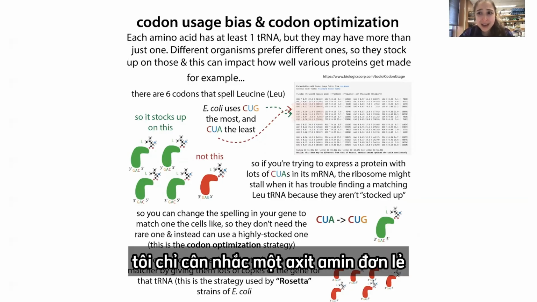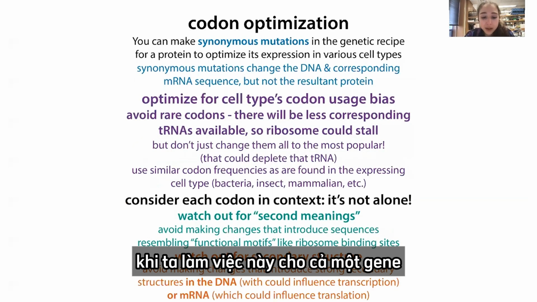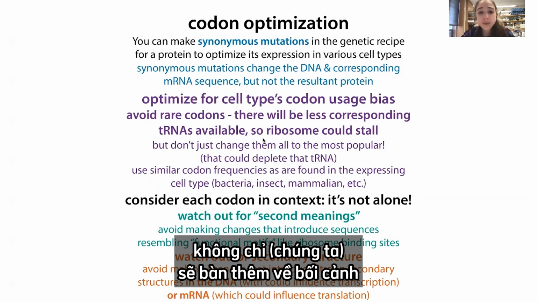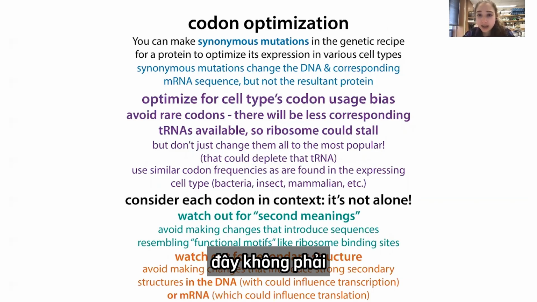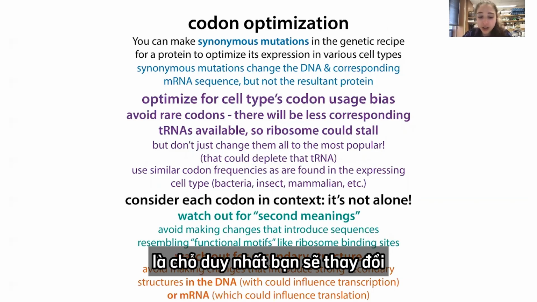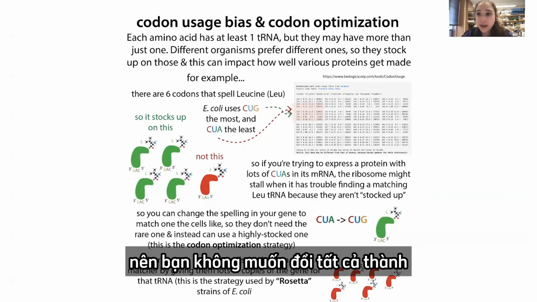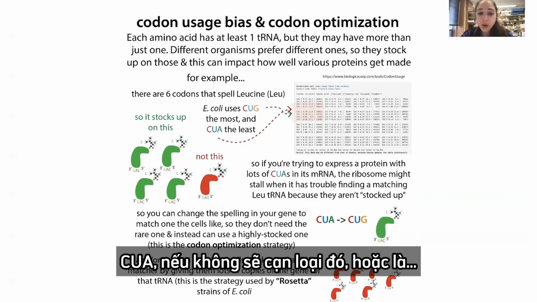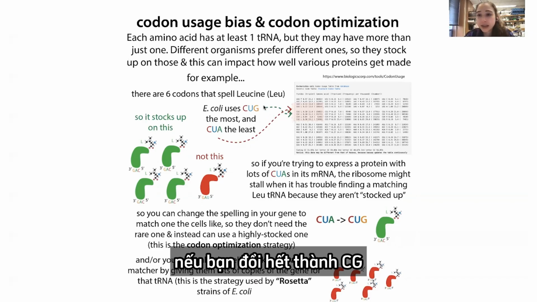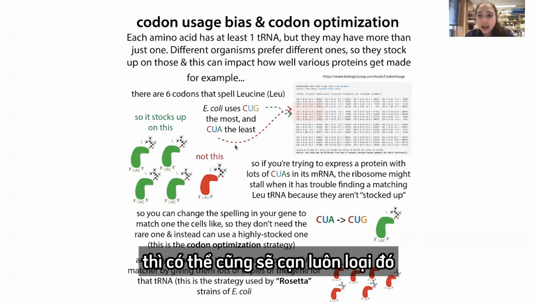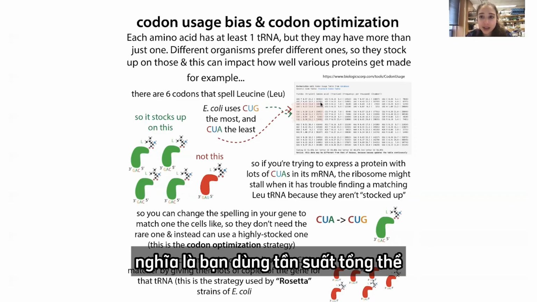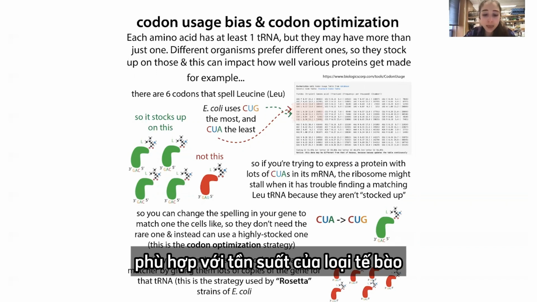In that case, I'm just thinking about a single amino acid. But when we're doing this in whole genes, we'll talk more about the context, but also think about the fact that this is not the only place you'll be changing it. You wouldn't want to change all of them to CUA, or else you're going to run out of that one. Or if you change all of them to CUG, it might run out of that one. So there's this idea of harmonizing, where overall you use the frequency of the cell type.